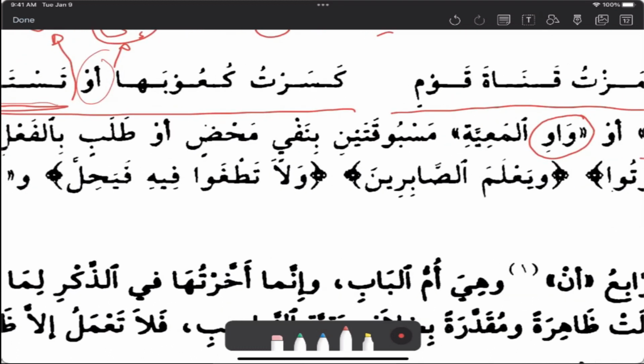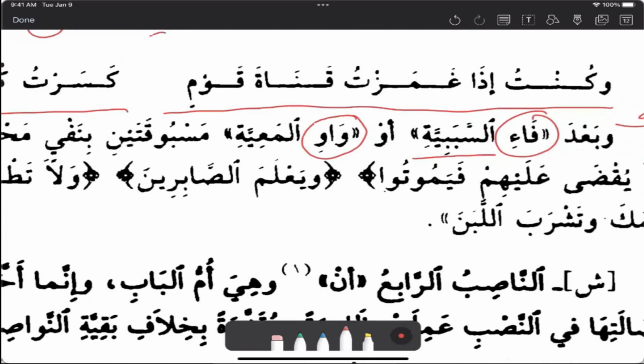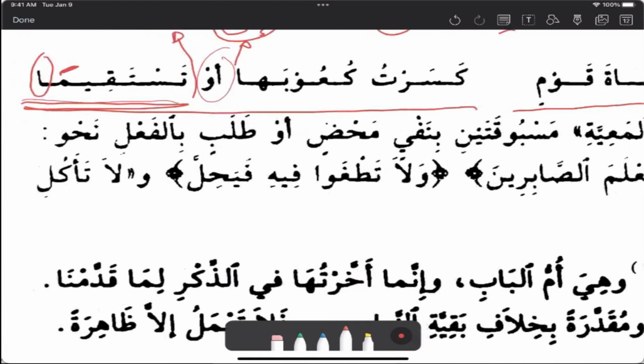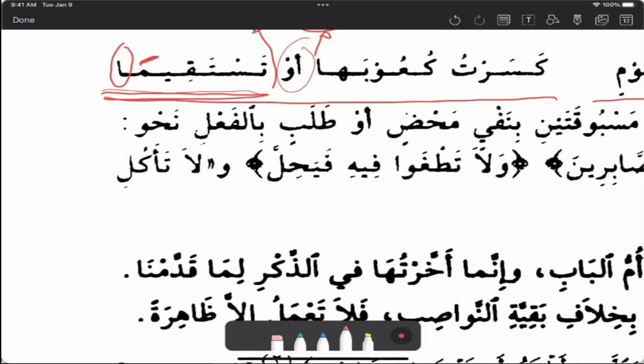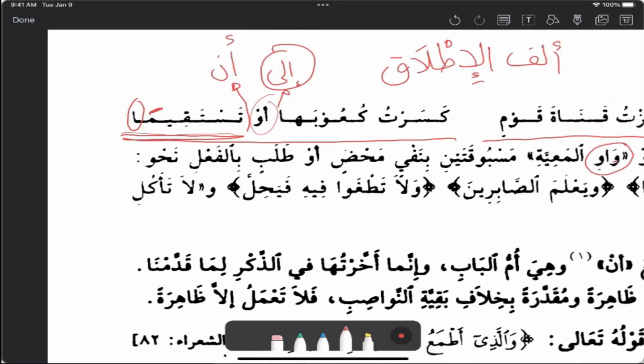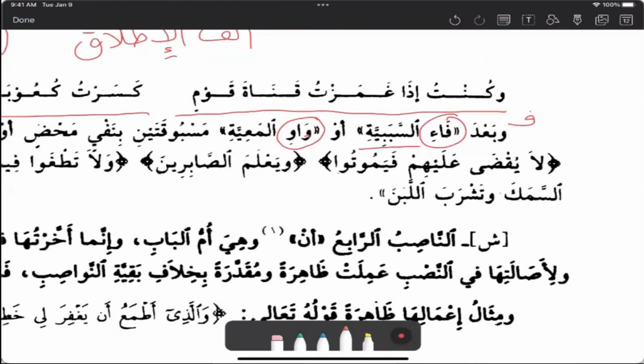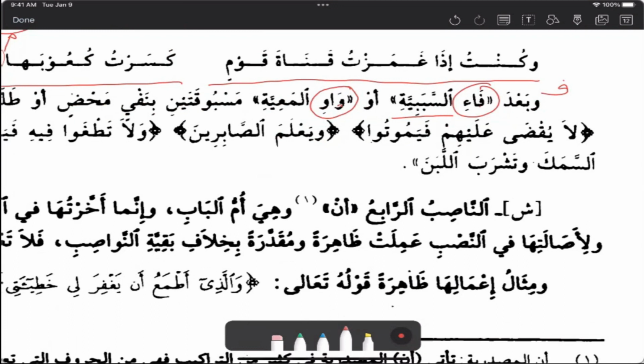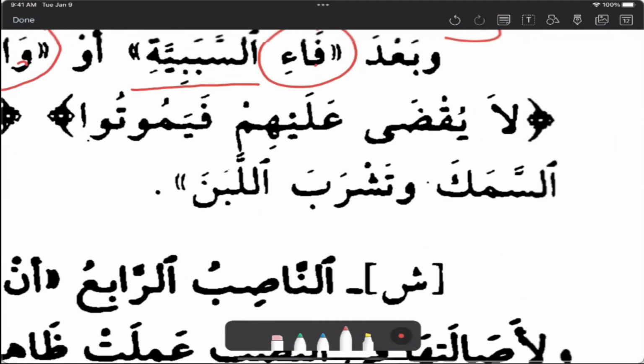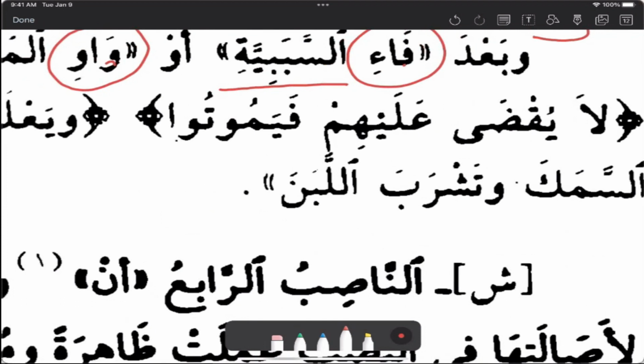مسبوقتين بنفي محض, but when this consequential fa and this wow that means with instead of and come after a pure negation, أو طلب بالفعل, or after seeking something by use of a verb, such as لا يقضى عليهم فيموتوا.